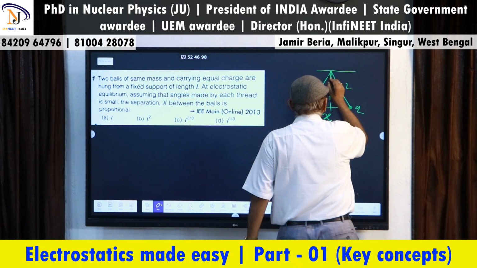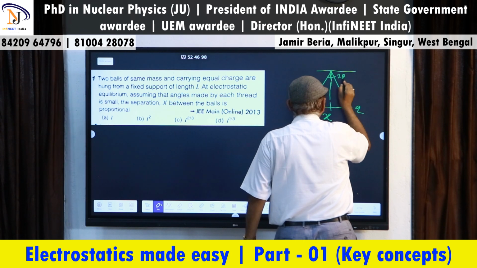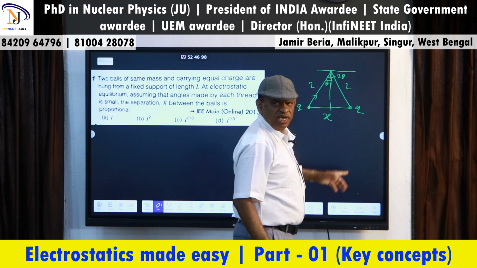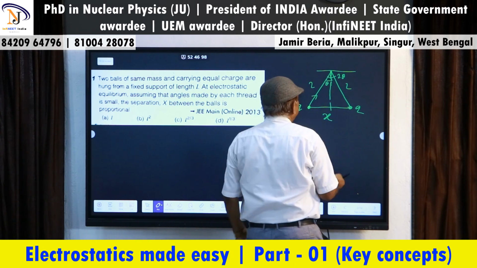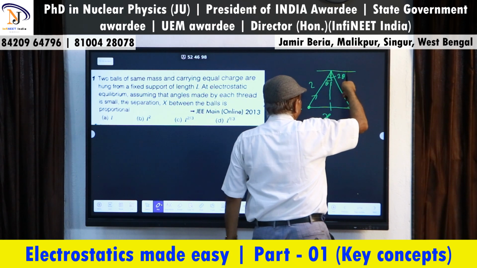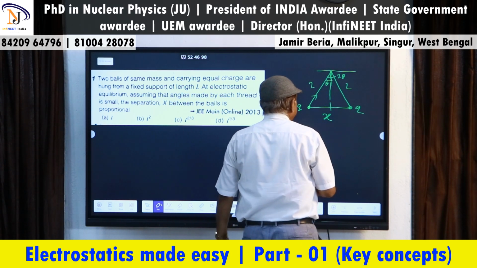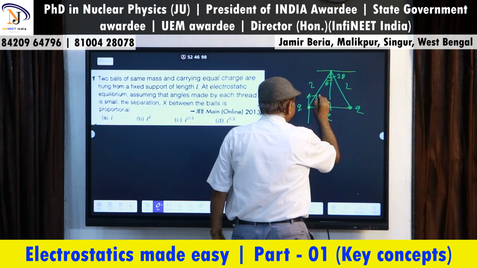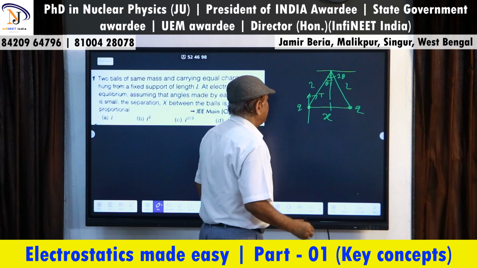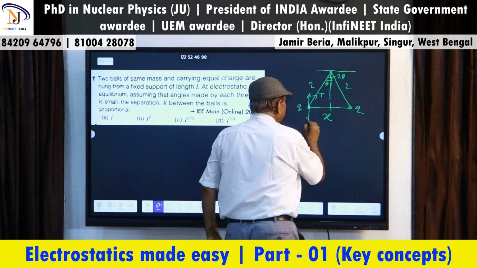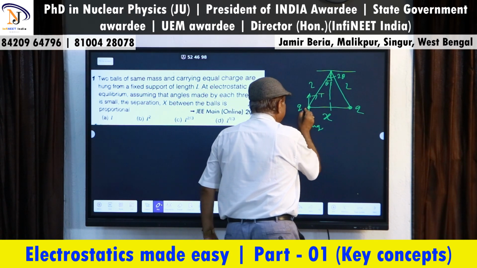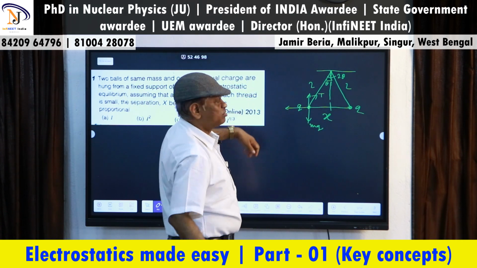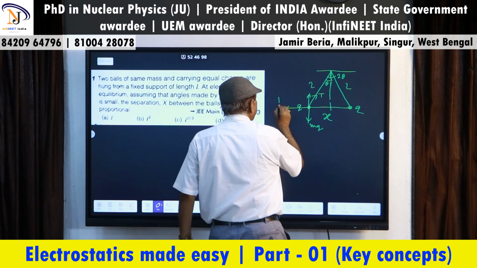If the total angle is 2 theta and it is very small, then each half is theta, because the bisector has bisected this angle. So what can I write here? You see, there is tension T, and there are two forces: one due to weight and another due to the repulsive force, since the charges repel each other. This is Fr, the repulsive force.